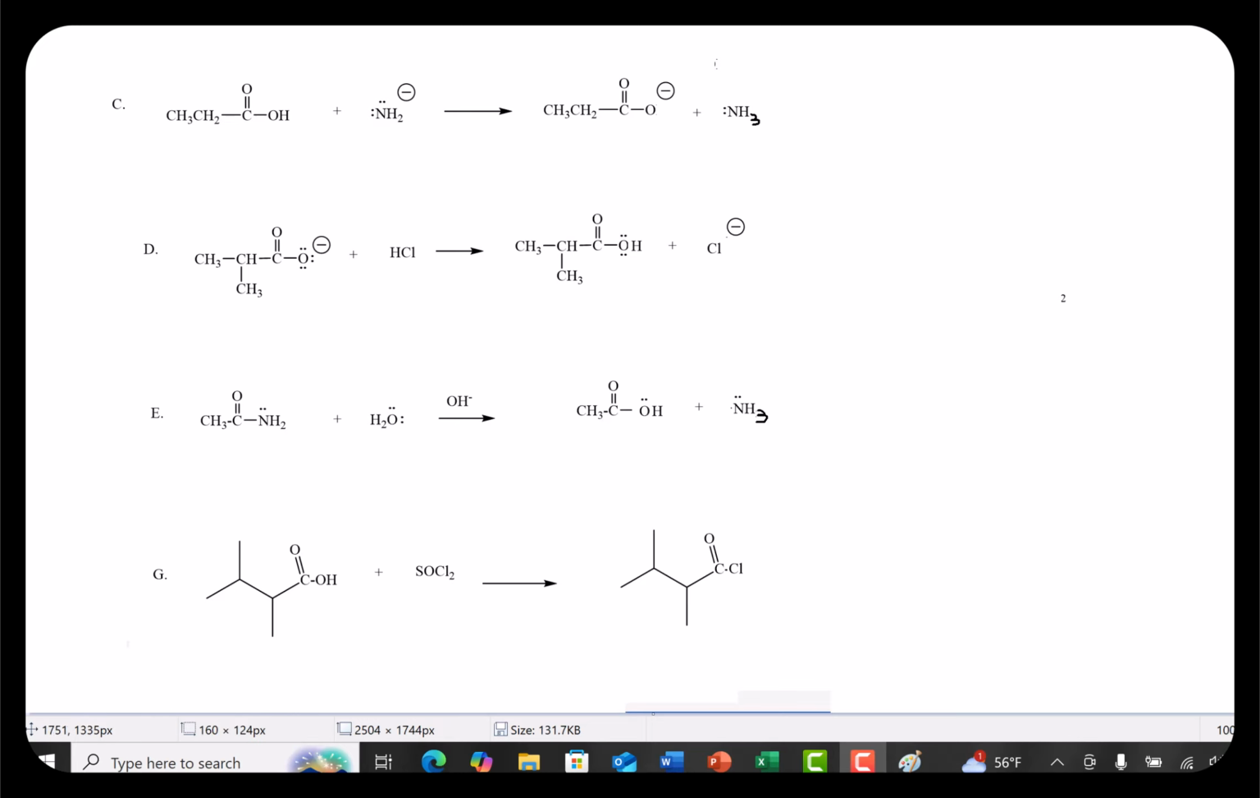All right, there it is. Now, you don't have to worry about the sulfur byproduct, just the fact that the carboxylic acid converted to the carboxylic acid derivative, that is the acid chloride. All right, let's go on to the next assignment now.